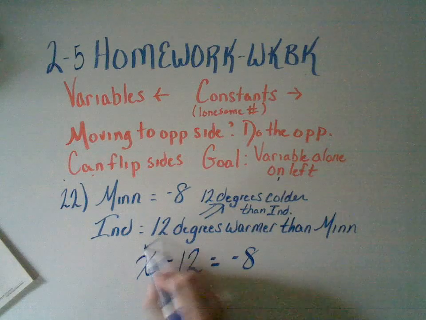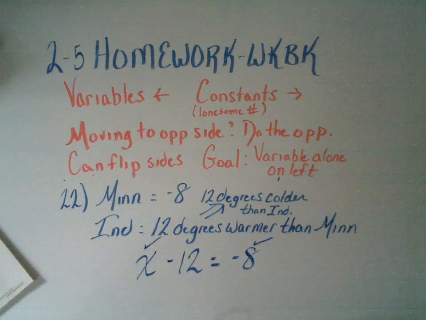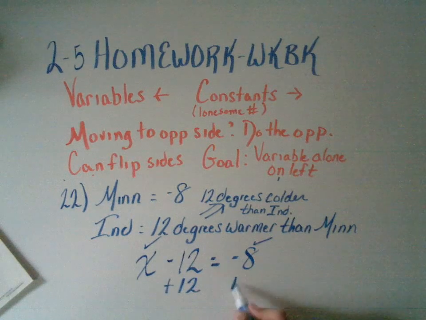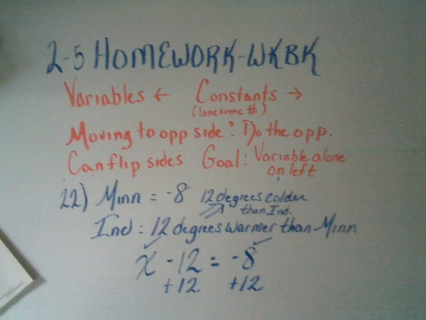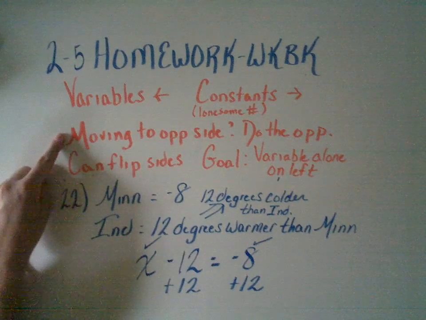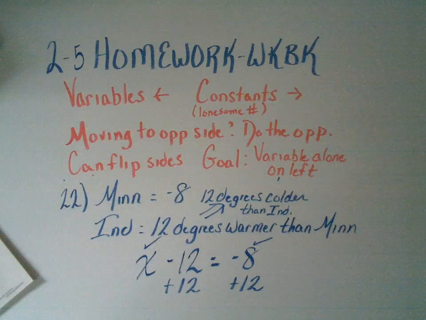Again, we would want to keep our variable on the left and a lonesome number on the right. So we see our troublemaker here is the 12. 12 is going to have to move. How am I going to move 12? Well, I'm going to do that by adding 12 to both sides. Why am I adding 12? Because I'm doing the opposite. That's this rule up here in red. Anytime I want to move something to the opposite side, I have to do the opposite.